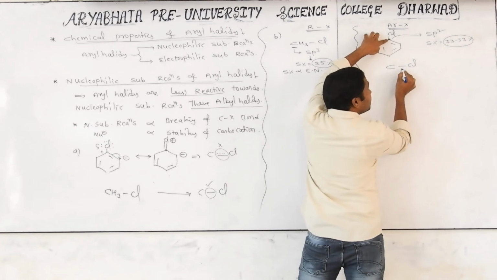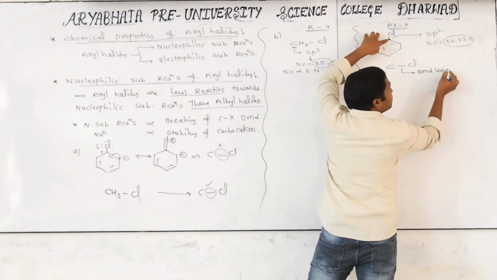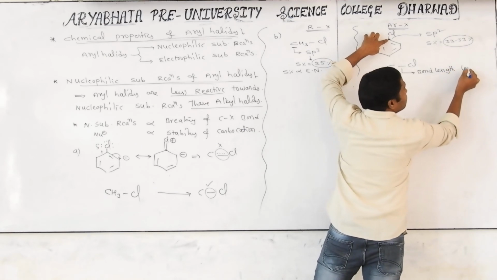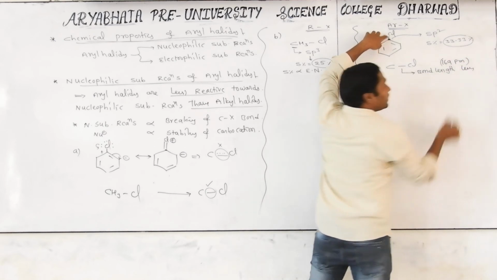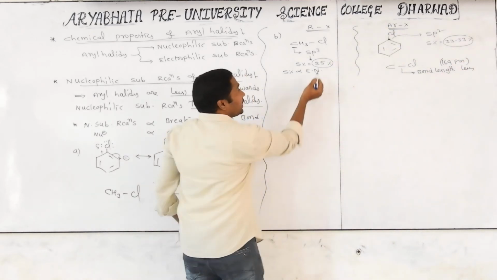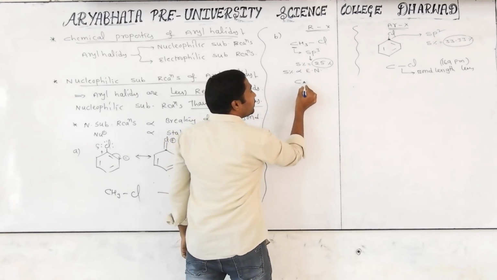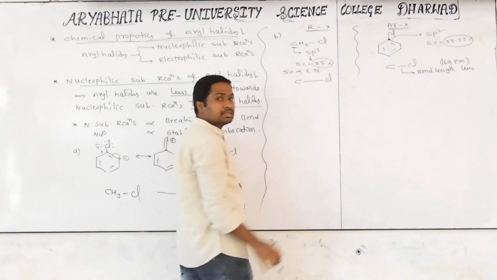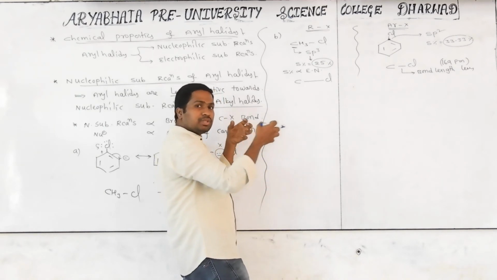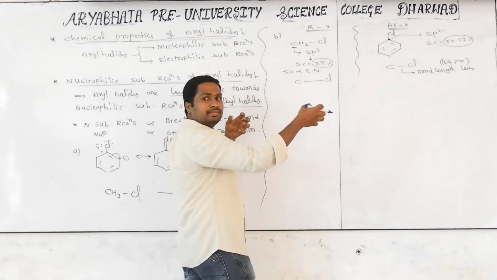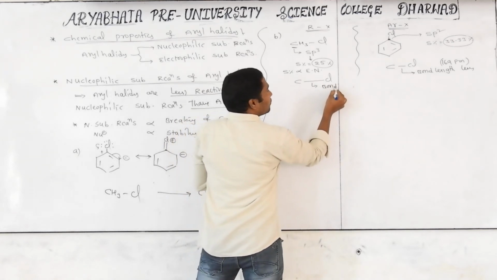Then the C-Cl bond length is less, around 169 picometers. Compared to this one, where the s character is less between carbon and chlorine, is the bond length more or less? More. Why? The pulling nature is less, which means the bond is expanding. So automatically the bond length is more.